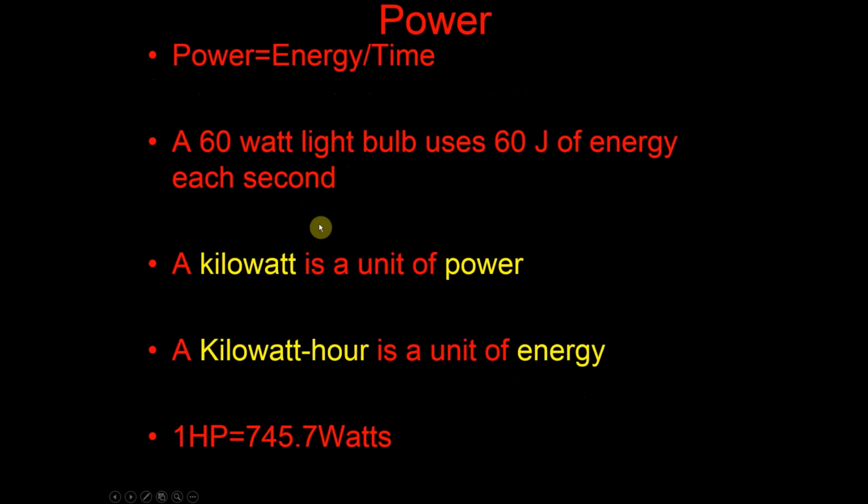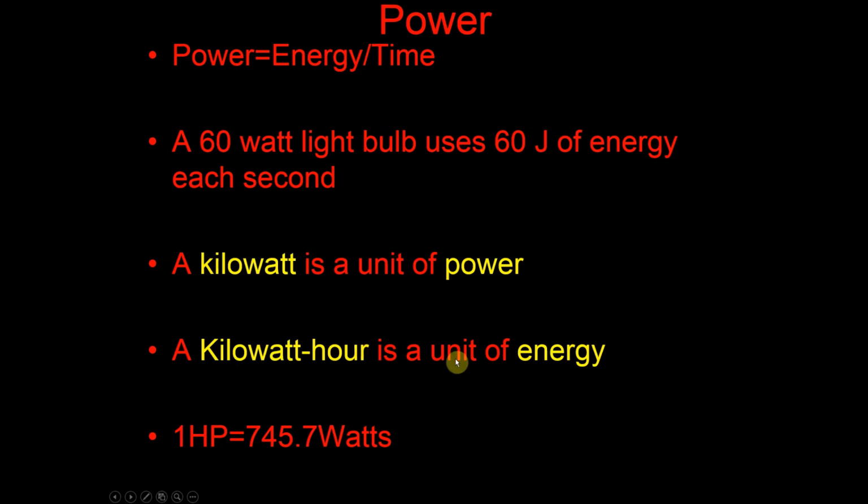So power is basically energy per unit time. A 60 watt light bulb uses 60 joules of energy every second. So a kilowatt is a unit of power. A kilowatt hour, however, if you go and look at something like an electricity meter, is a kilowatt, essentially energy per unit time, multiplied by time to give you an energy.